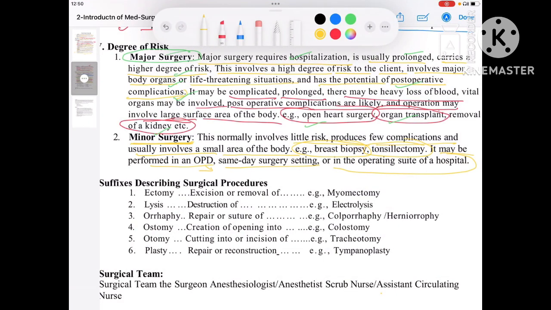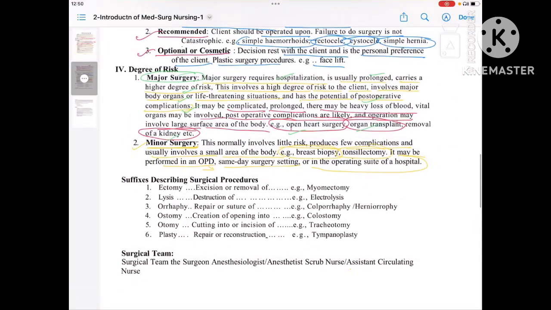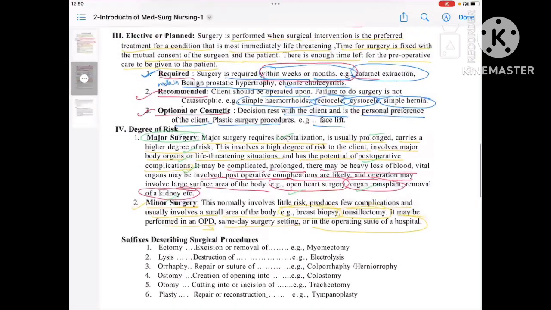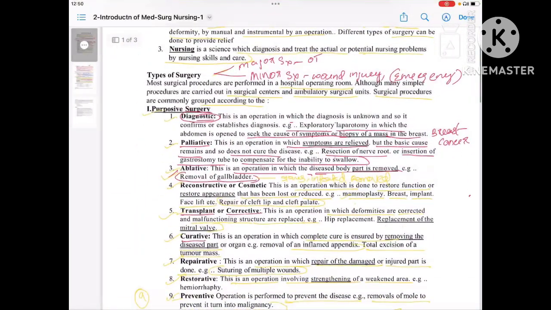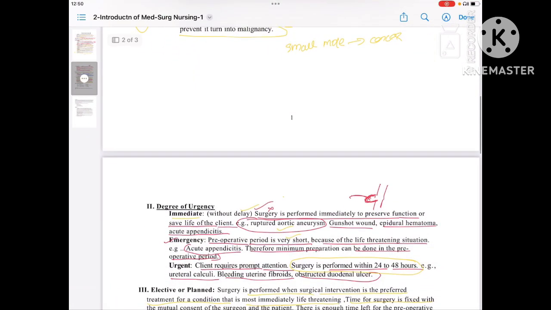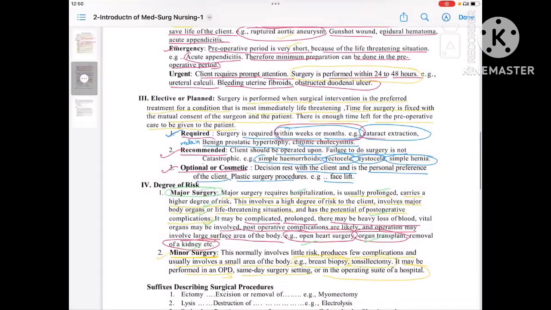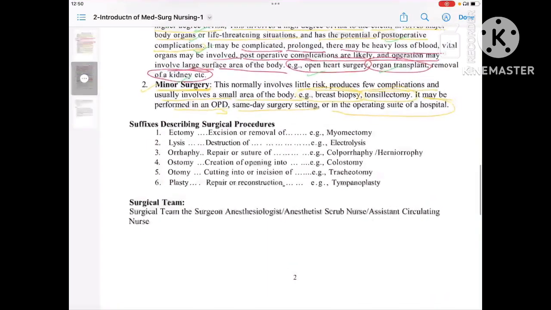Same day means when the patient goes to the hospital, they will conduct the surgery on the same day. So that is minor surgery. We have finished the degree of risk, and let's see the suffix describing the surgical procedures. Before that, we can summarize what we have studied. We have seen the types of surgery: in purposive surgery, degree of urgency, elective or planned, and degree of risk. Next we will move to the suffixes describing the surgical procedure.